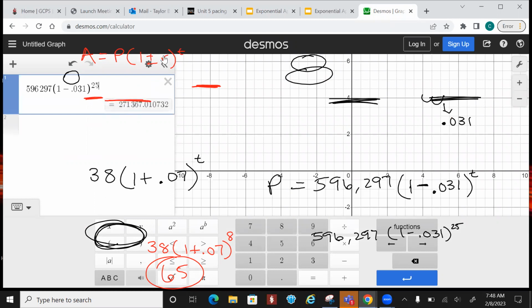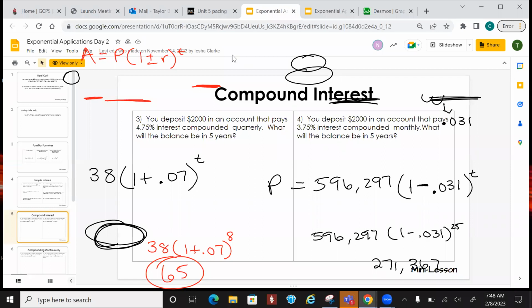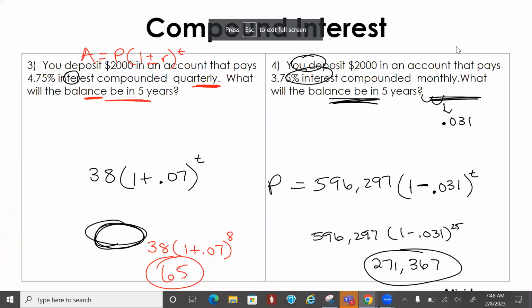Okay, and we're going to get 271,367, and it says 0.01. Well, we can't have half a person, so we're just going to leave it as 271,000.